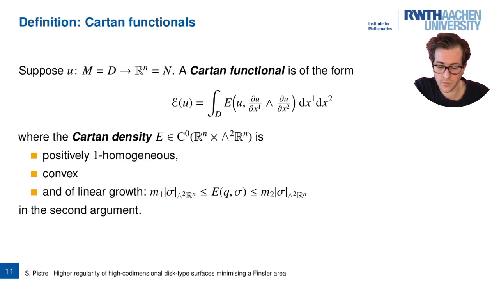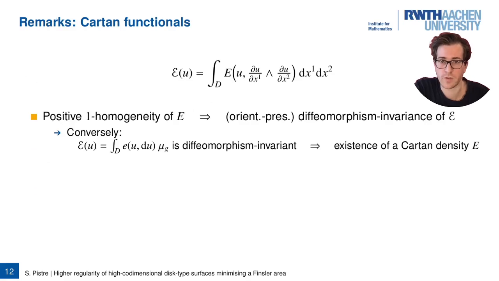Okay, so 3 properties, keep that in mind, and I'm going to talk about each of these properties and what they imply. So why are we interested in positive one homogeneity? Well, that is because it implies invariance of the functional with respect to orientation preserving diffeomorphisms. So if you change the parameters in an orientation preserving way, then the value of the functional doesn't change.